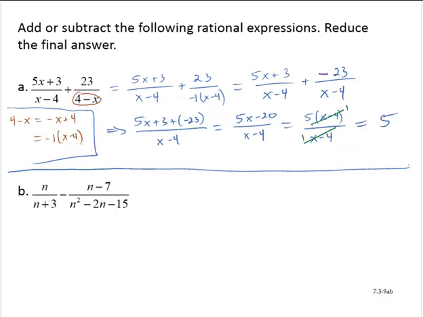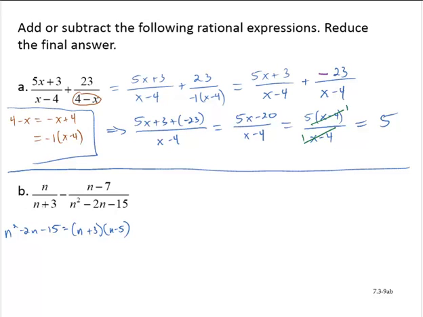Alright, exercise B. We have n over n plus 3 subtract n minus 7 over n squared minus 2n minus 15. Alright, so we need to find a common denominator before we can subtract these fractions. So the first thing that I'm going to do is factor that second denominator. So let's do a little side work here. N squared minus 2n minus 15 factors as n plus 3 by n minus 5.